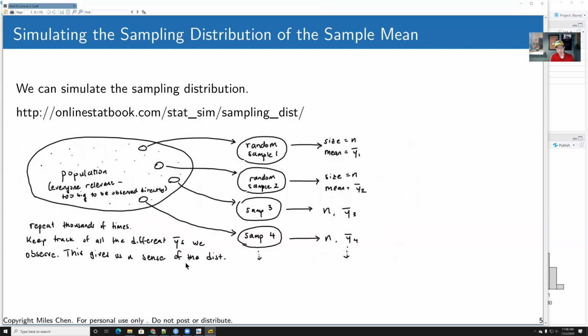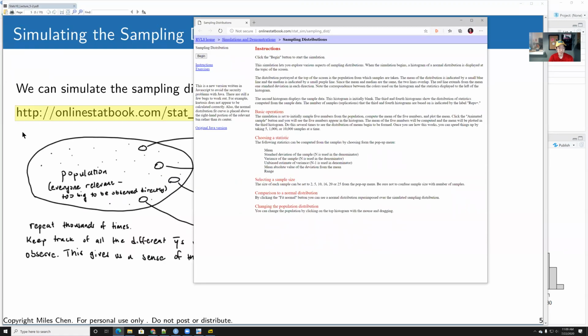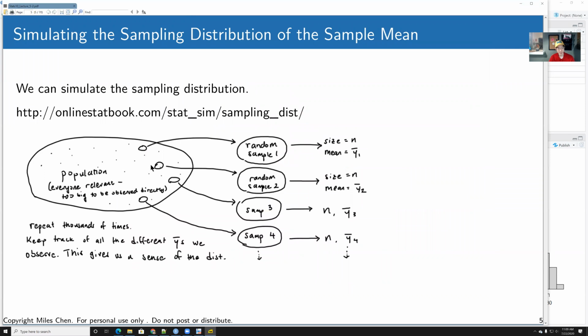To illustrate this, I'm going to run this little website. I'll pull it up right here. And the idea here is, forgive my drawing.